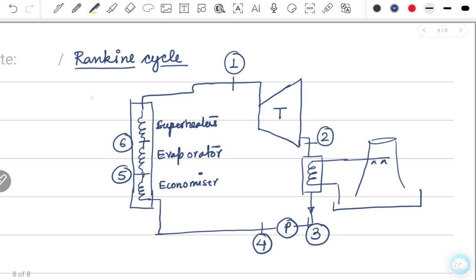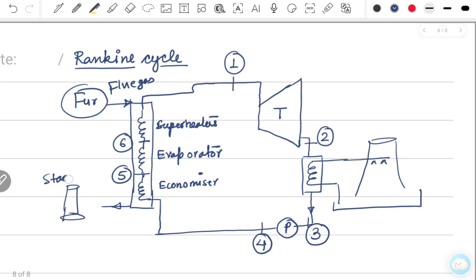So here inside, from the furnace, the flue gases are entering. This is flue gas, and here they will exit and move to the chimney stack. High temperature flue gases enter, assume 1250 degrees Celsius, and leave at around 120 to 130 degrees Celsius. So this is not important. This part, this cycle, is important. So one by one we'll understand.